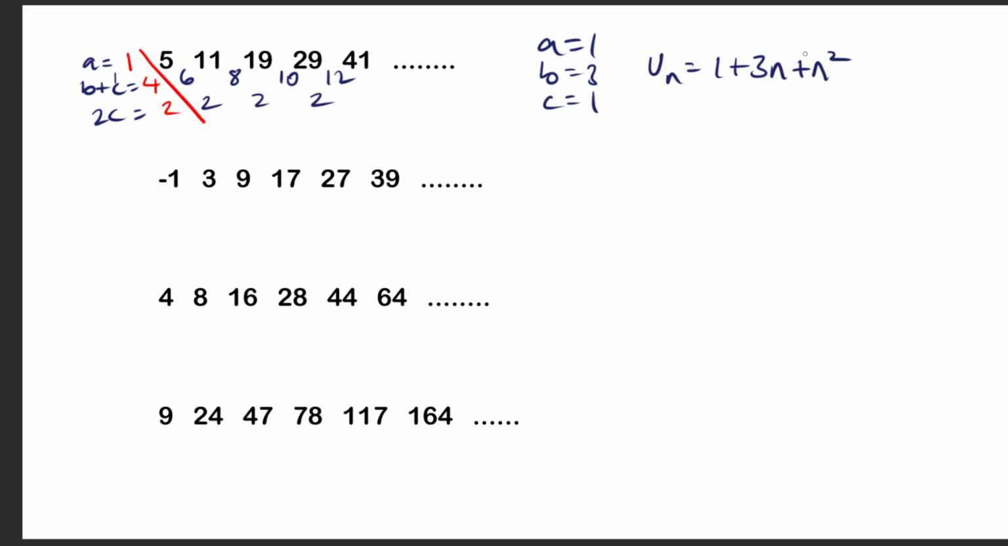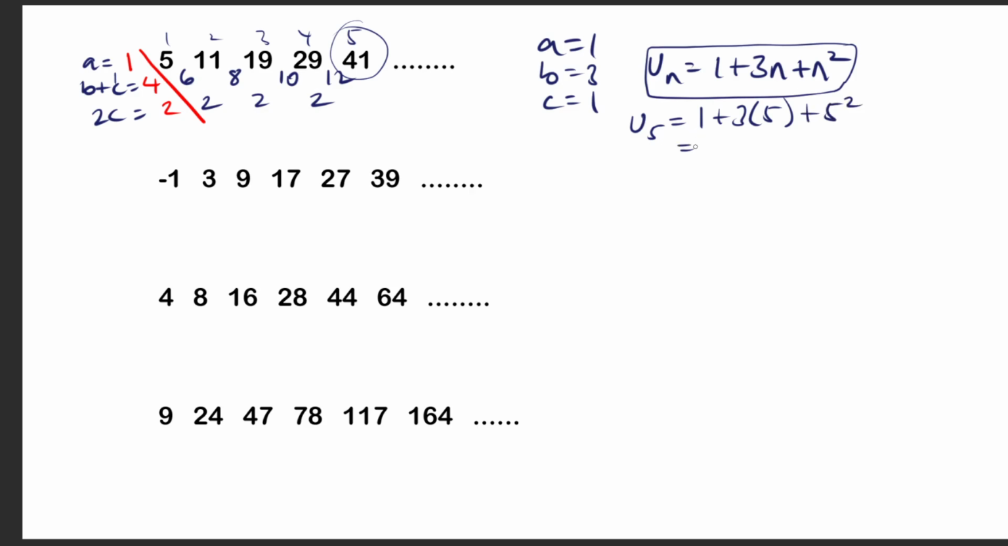Yeah, that's our formula. And if we want to check it, it might be a good idea to check in an exam situation. So here's the first number, second number, third number, fourth number, fifth number. Let's just check if the fifth number comes out correctly. So let's work out the fifth number in our sequence. 1 plus 3 times 5 plus 5 squared. What's that? 1 plus 15 plus 25, and that is actually 41. So it's working, yeah? Okay, so that's the method basically.